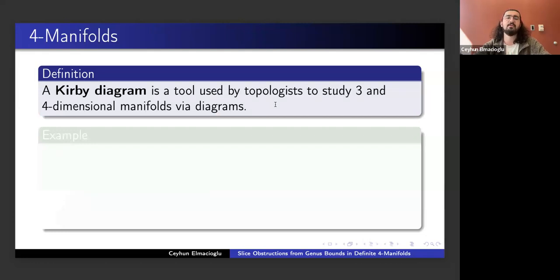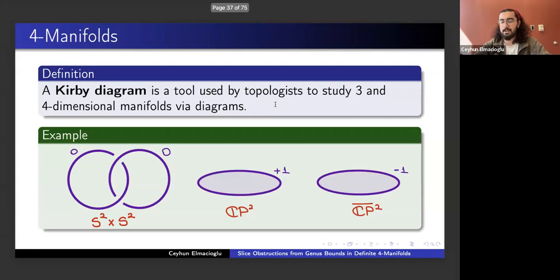So when we study 4 manifolds, we use these tools called Kirby diagrams. And again, I will not be able to talk about how we construct them, or why these diagrams help us study these 4 manifolds. But to give some examples, the one on the left is S2 cross S2. So we have the CP2, and then we have CP2 bar. The CP2 and CP2 bar are basically the only ones we will use in this talk.